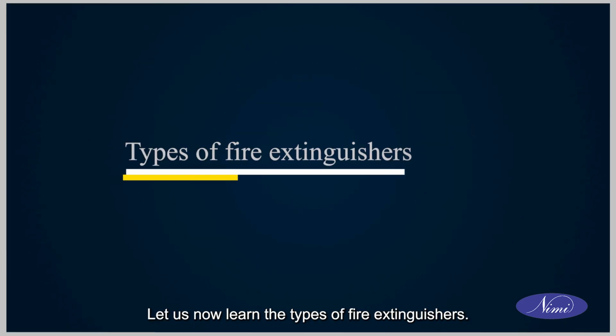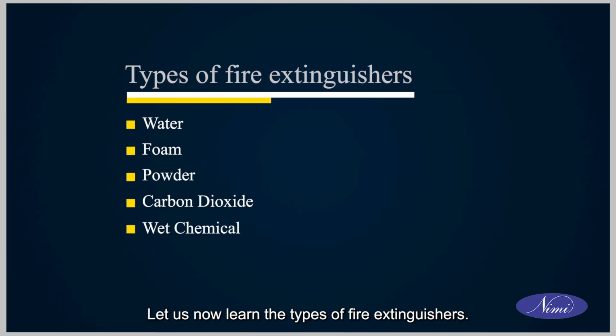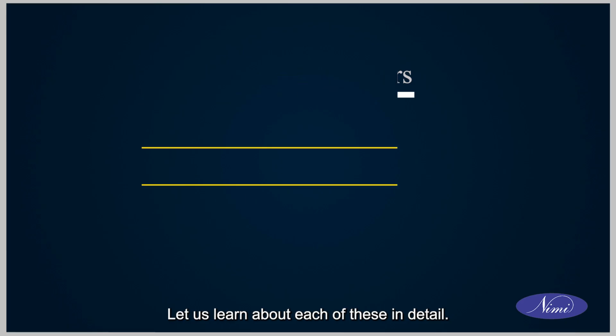Let us now learn the types of fire extinguishers. There are mainly 5 types of fire extinguishers. They are water, foam, powder, carbon dioxide, and wet chemical. Let us learn about each of these in detail.